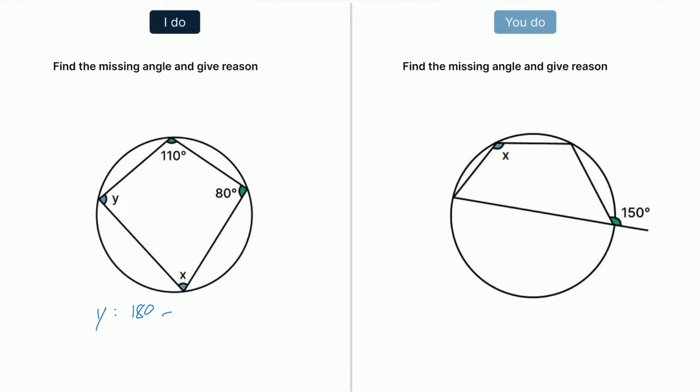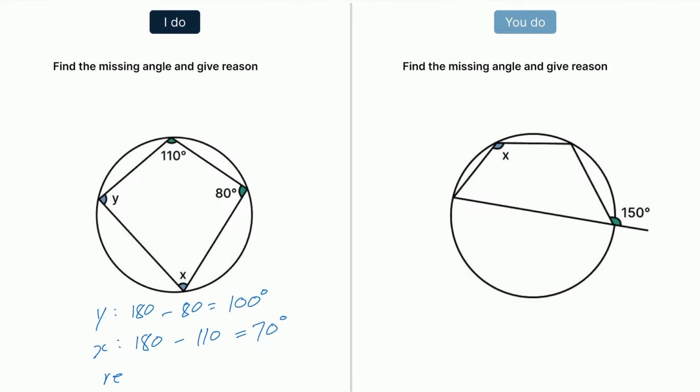Again, I'm showing my working out on purpose so the examiner can see what I've done, because there are always marks for methods in case I lose one. So I'm not just writing y is 100. I'm actually showing how I got there. Again, I can write x is 70, but I would rather show the examiner the working out so he can see what I've actually done.